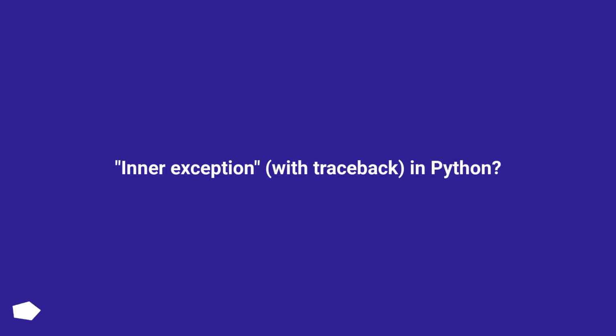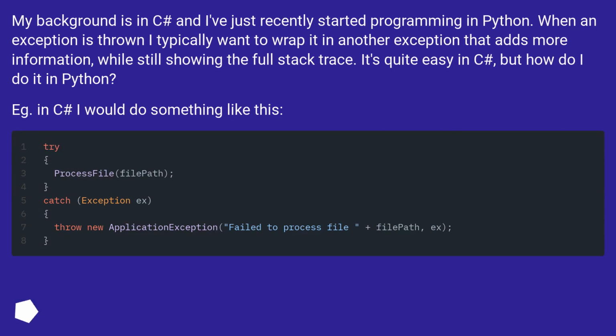Inner exception with traceback in Python? My background is in C# and I've just recently started programming in Python. When an exception is thrown, I typically want to wrap it in another exception that adds more information, while still showing the full stack trace. It's quite easy in C#, but how do I do it in Python?